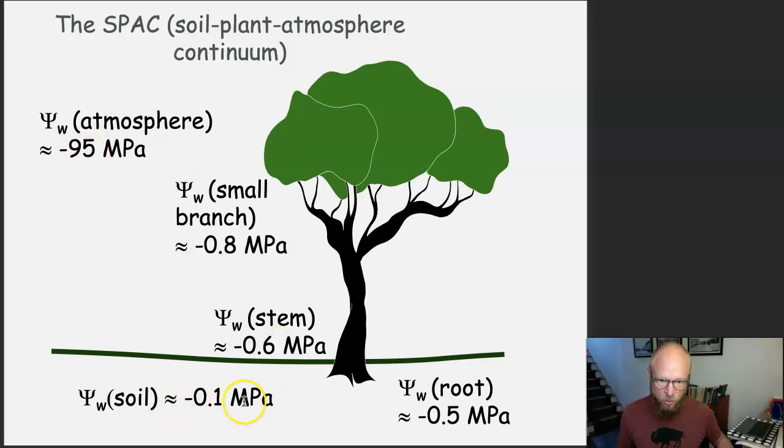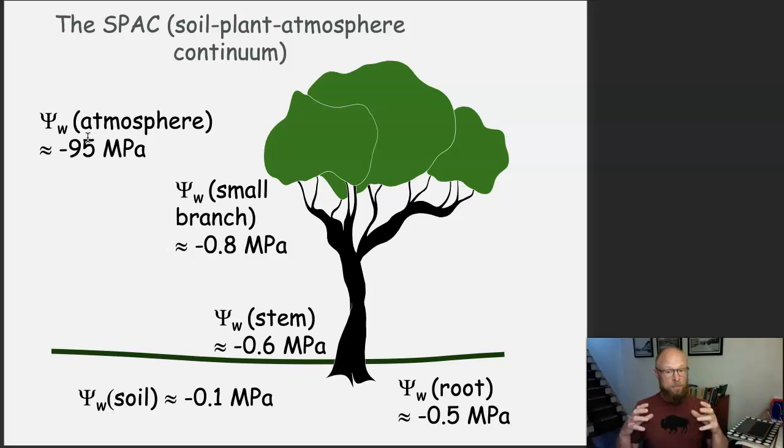If we start down in the soil, these values I'm giving you are fairly typical of a well-watered day for a tree. So water potential in the soil might be -0.1 megapascal, pretty close to 0. The root might be -0.5, the stem could be -0.6, the branch might be -0.8. But then in the atmosphere, you'll see there's a huge jump from what's going on inside the plant. The main point is that the atmosphere, unless it's absolutely drenched and raining, is pretty darn dry compared to plant tissue.